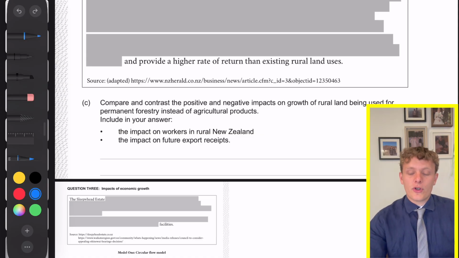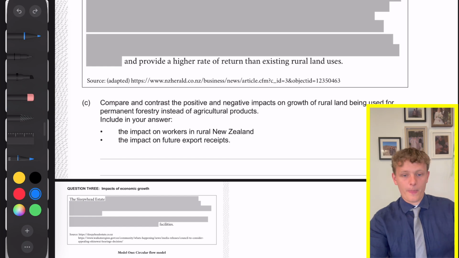The impact on future export receipts. So we're going to say in the long run, it's going to be better off because we're going to be selling higher value goods, and we're going to be selling more eco-friendly goods.